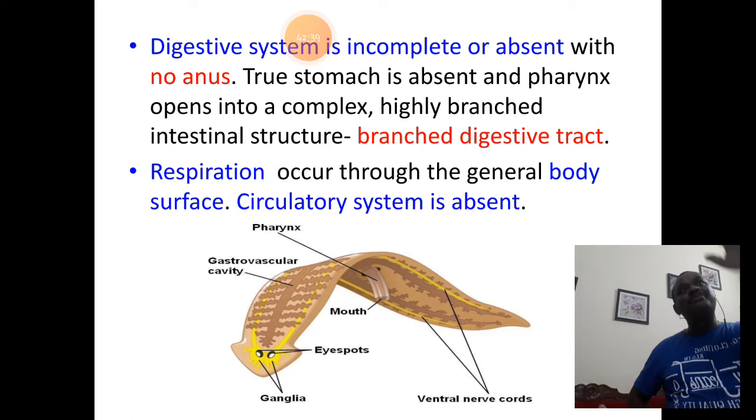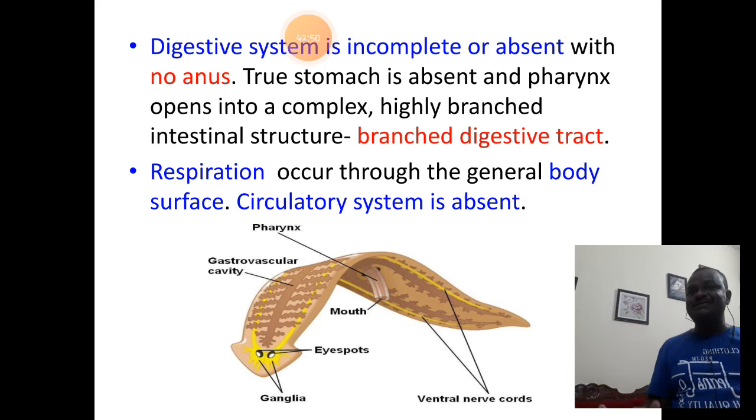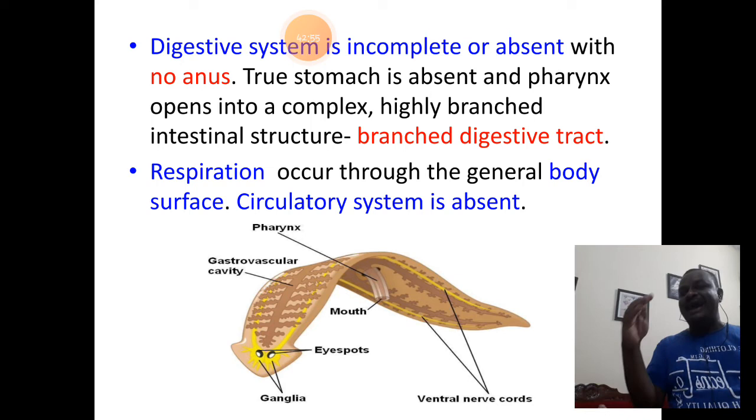So I cannot call it a complete digestive system, it is incomplete. There is an incomplete digestive system because of the absence of the anus. Then what are all the parts it includes? It has a mouth, it has a pharynx, it has an intestine.